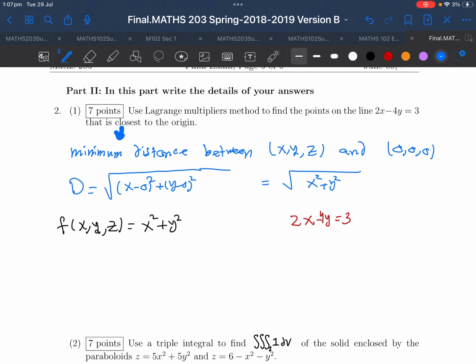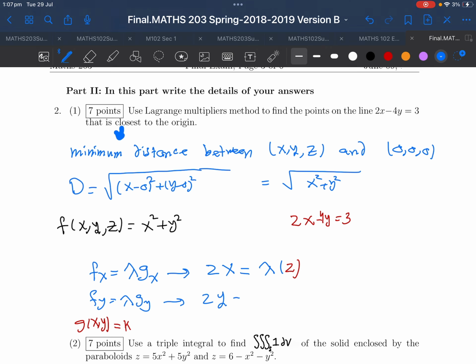Okay, so what's the Lagrange multiplier method? It says that you find f_x and make it equal lambda g_x, find f_y, make it equal lambda g_y, and then you write the constraint, which is the relation between x and y. Now, as for the first equation, you will find that 2x equals lambda times the derivative of g with respect to x, which is only 2. The second equation will give me that 2y equals lambda times, and what is the constraint? It's negative 4. And finally, you just write the constraint equation as is.